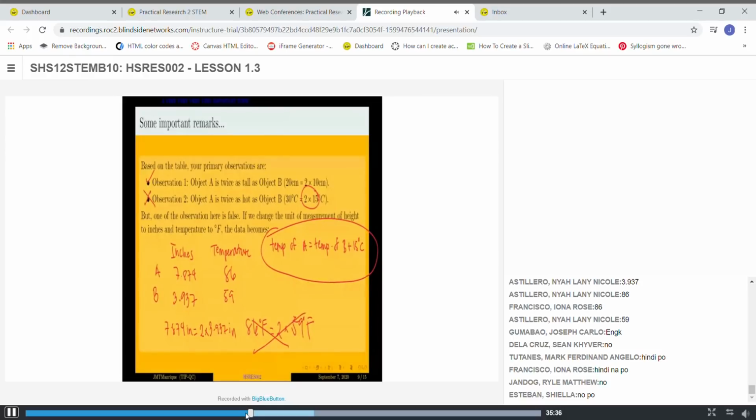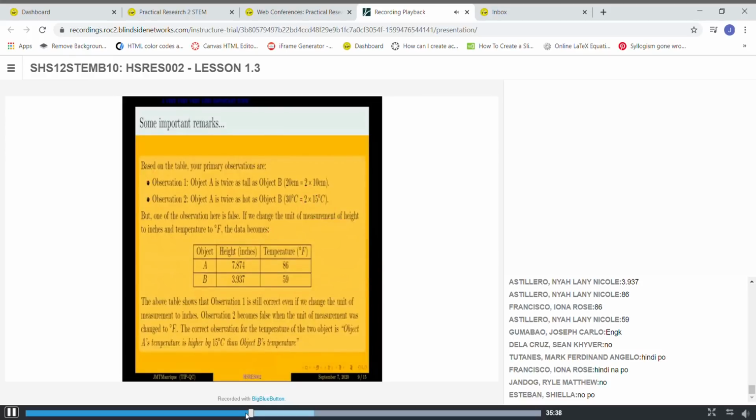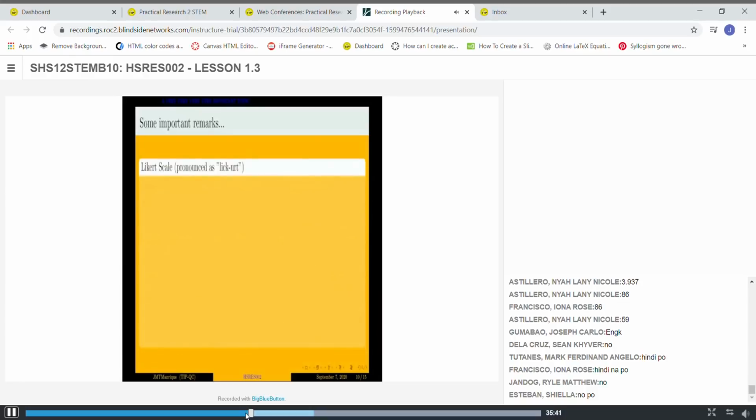Okay. Now, punta tayo dun sa huling, ano nga ba yan? Yung sa ordinal. Sabi natin kanina, yung ordinal data, pwedeng merong mean, pwedeng walang mean. Kailan ba nagkakaroon ng mean? Dahil yan sa Likert scale. Hindi po Likert ang basa dyan. Ang basa dyan is Likert. Likert. It's a surname of a person.